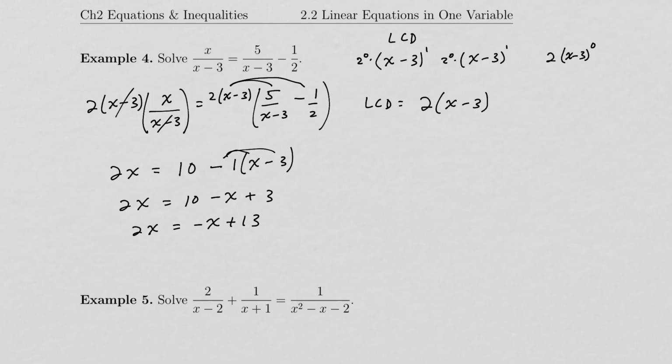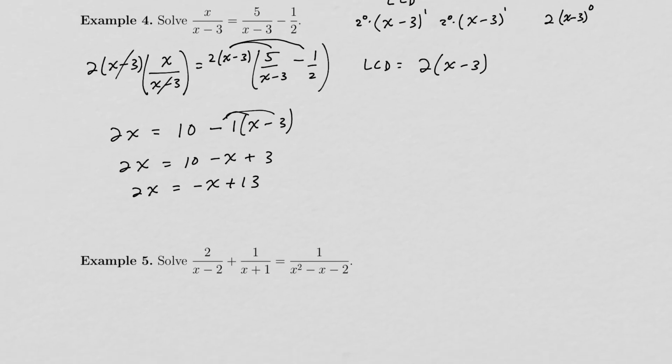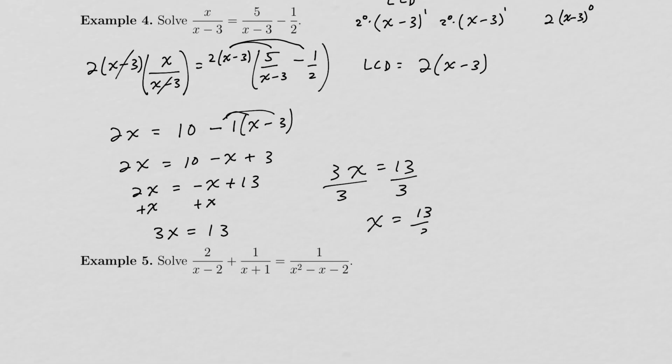I'll bring the x's to the left-hand side. So I'll add x to both sides. So I'm going to get 3x is equal to 13. And then finally, let me finish it over here. I need to divide both sides by 3. So in this case, x is equal to 13 thirds.